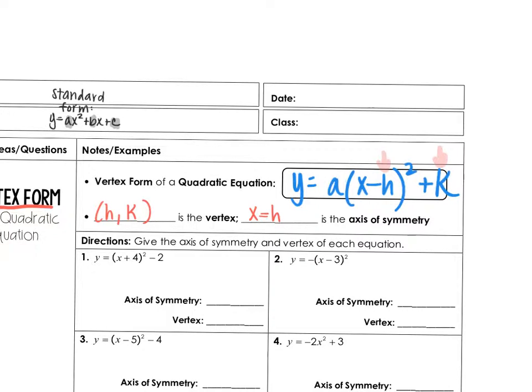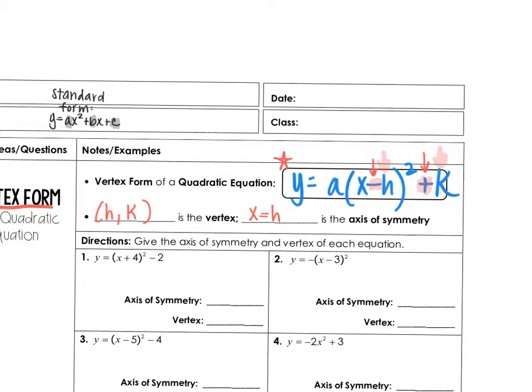Keep in mind that in vertex form, this has to be subtraction and this has to be addition, which means if this is addition, the h is negative. And if this is subtraction, the k is negative. So again, in vertex form, this has to be subtraction and this has to be addition. This is the standard vertex form. So if these signs change, then the h and the k have different signs, have negative signs, all right?